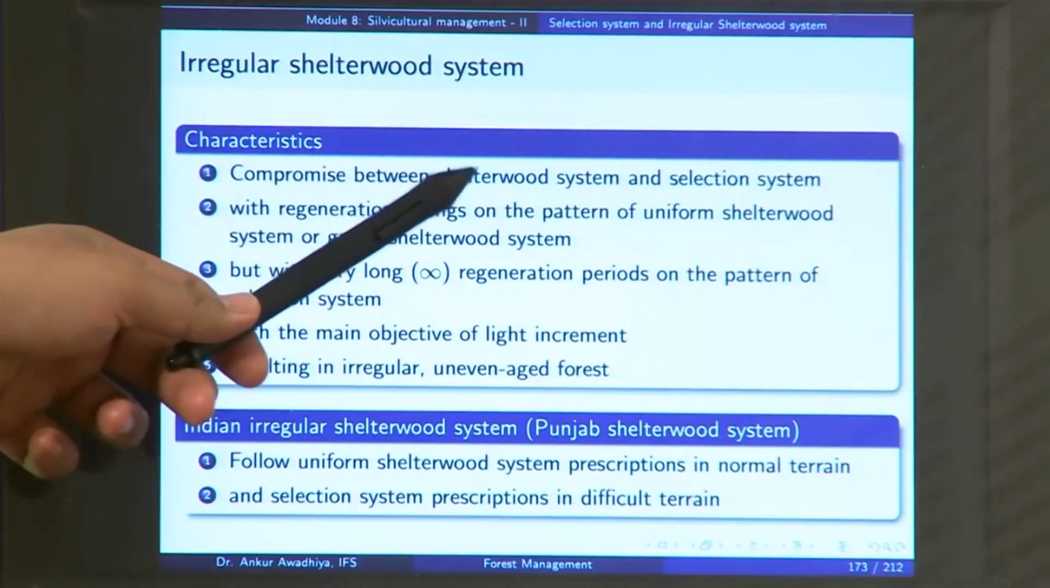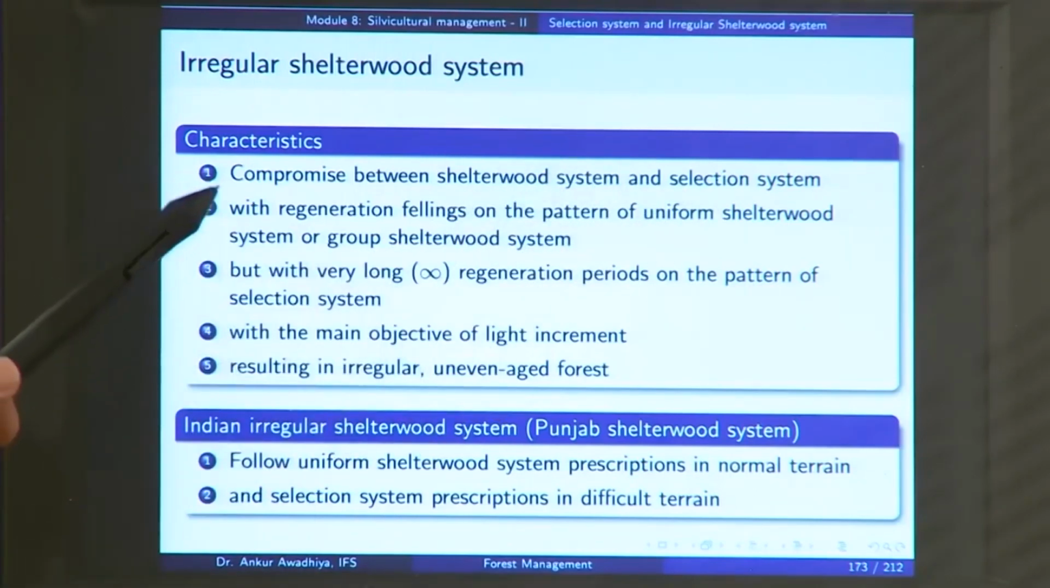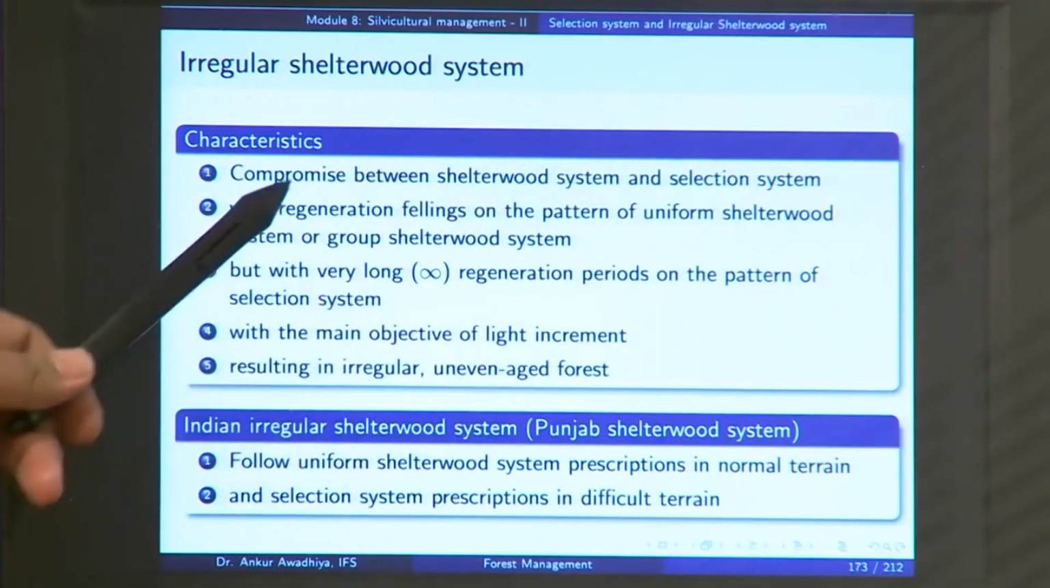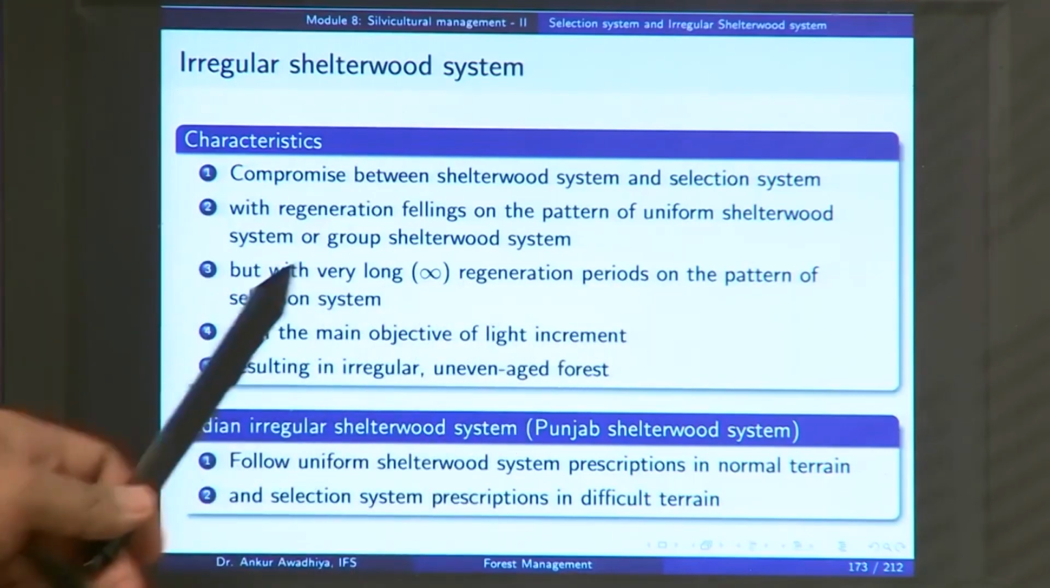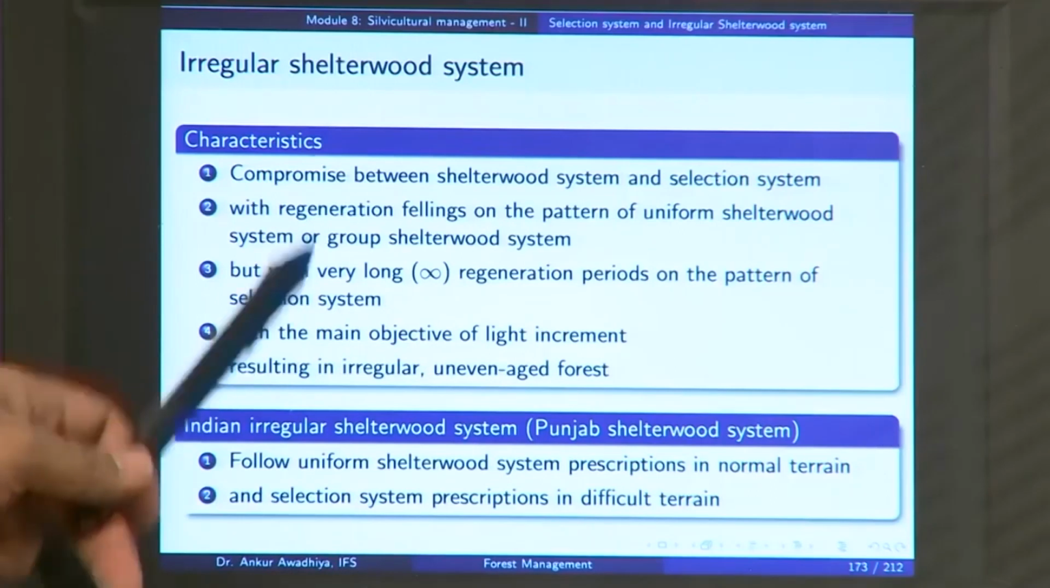So, this is a compromise between Shelterwood and selection system with regeneration fellings on the pattern of uniform Shelterwood system or group Shelterwood system. So, what you are doing here is that you are doing your regeneration fellings either in the form of a uniform Shelterwood system or in the form of a group Shelterwood system. But unlike in the case of a uniform or group Shelterwood system, in which you were doing your operations in a very short period of time, here you do the regeneration over a very long period of time, in infinite number of years, on the pattern of the selection system.